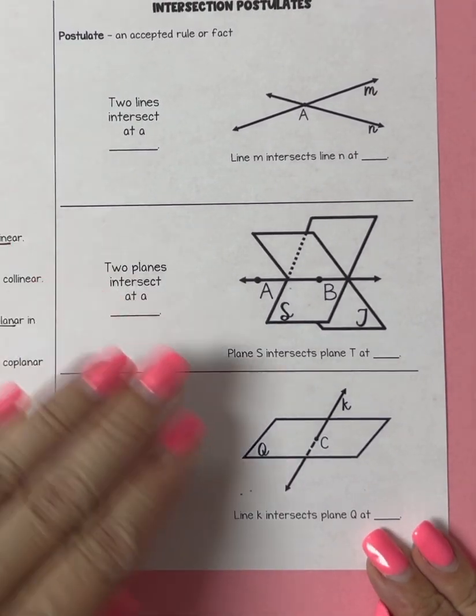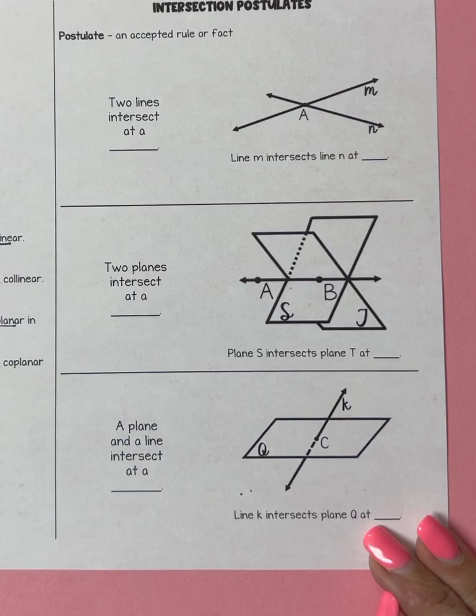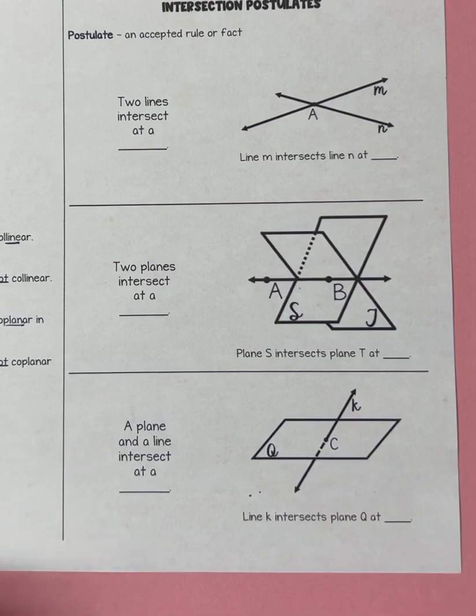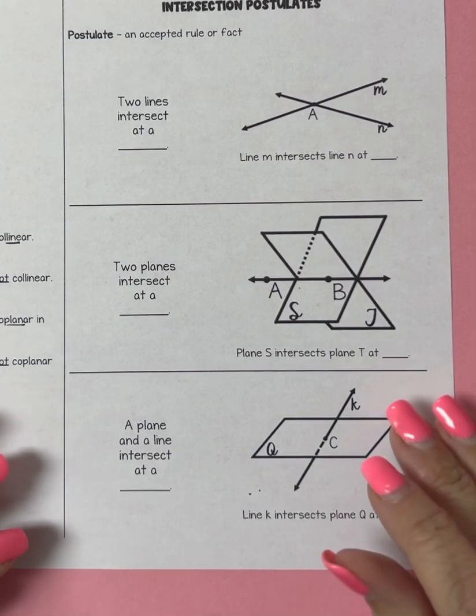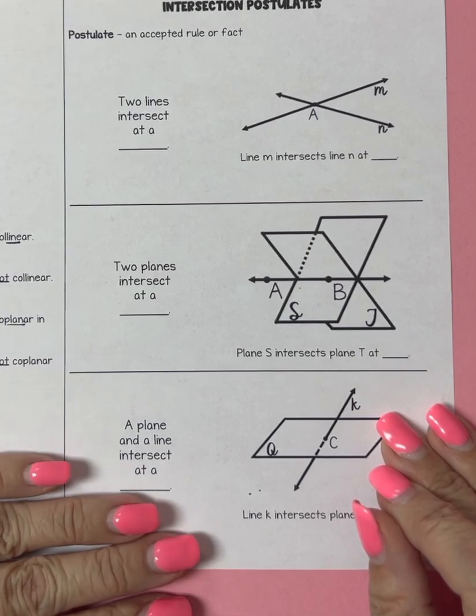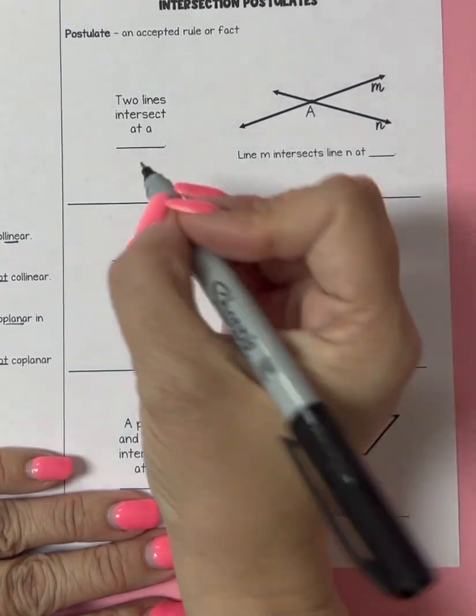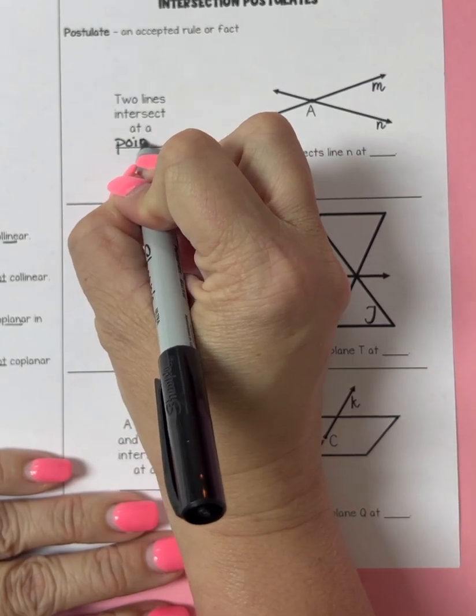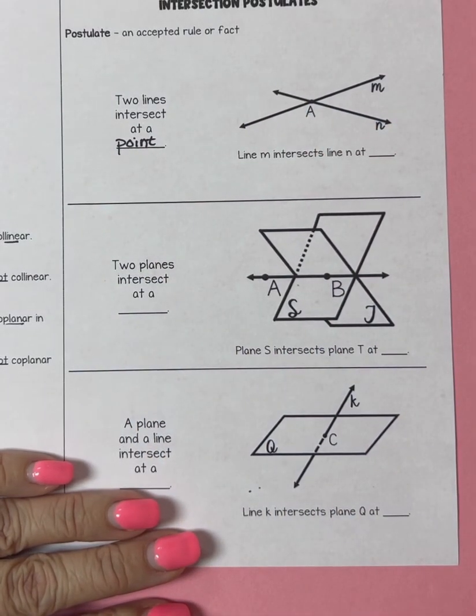All right, now we're on the other side for intersection postulates. So first we need to know what a postulate is. A postulate is an accepted rule or fact. It's not really something we can prove because it's the most basic idea there is. And you can't prove something without using the word. You can't define a word using its own word. So there are some things that are very, very basic that we just have to assume and just accept that they are a rule. The first postulate is that two lines intersect at a point. We just have to accept that that is true.